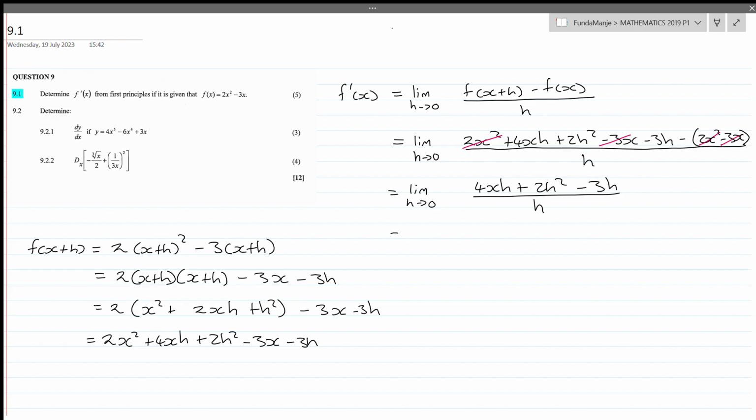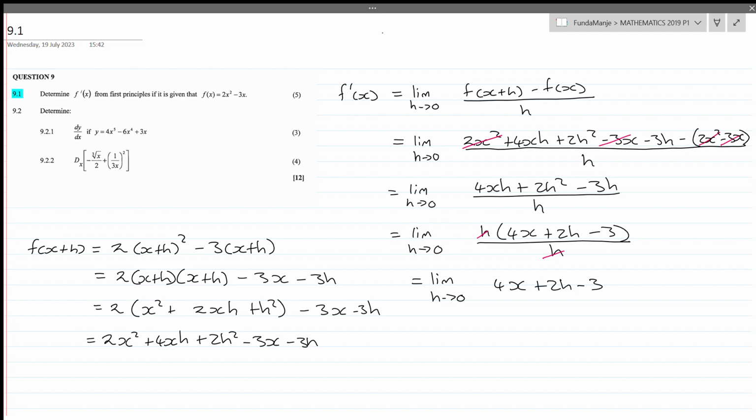Then what we can do is factor out an h from the top. Doing that, we'll be left with 4x on our first term and plus 2h minus 3. Once we've done this, we can cancel that h with that h outside, and that will give us the limit as h tends to 0 of 4x plus 2h minus 3.